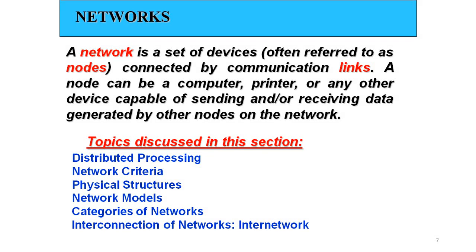See, what is meant by a network? A network is a set of devices, often referred to as nodes, connected by communication links. A node can be a computer, printer, or any other device capable of sending or receiving data generated by other nodes on the network.